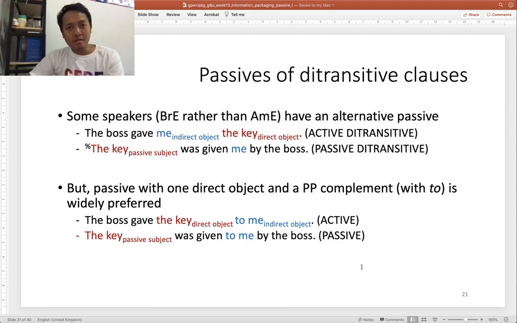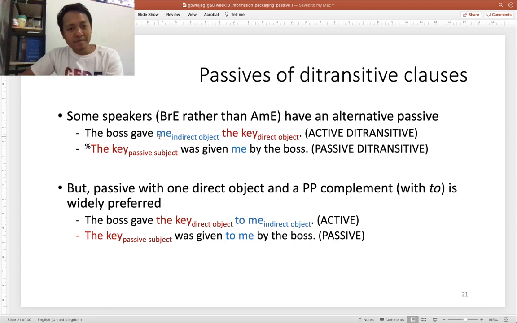Some speakers, typically British English rather than American English, have an alternative passive. Given the same active ditransitive, such as this, the boss gave me the key, the passive is this. You put the direct object as the passive subject for some speakers here. So, the key was given me by the boss.